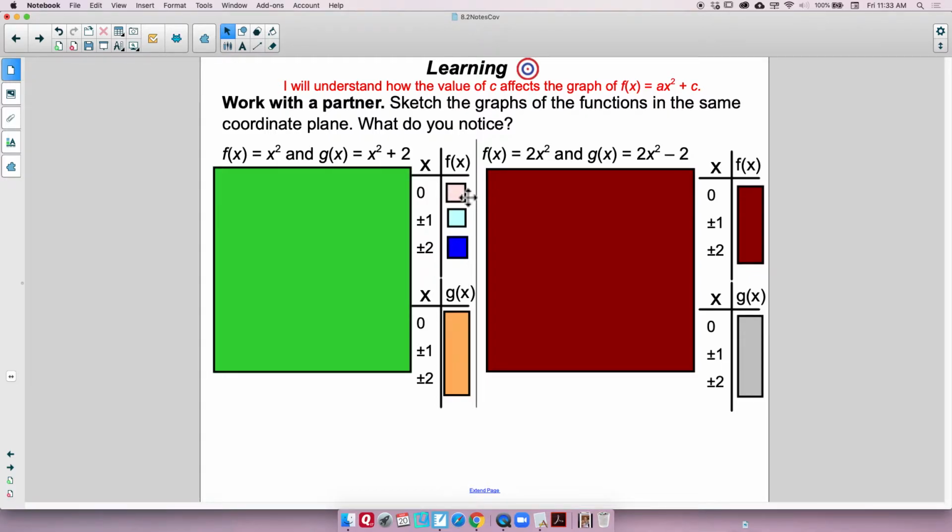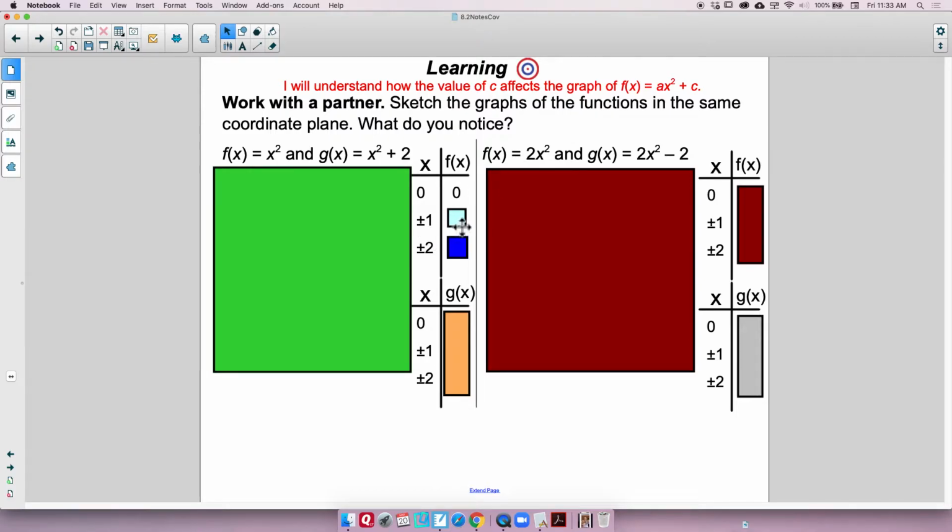So for f of x, I've given you the numbers that we're going to plug in for x. So go ahead and do each of these. I would use maybe a different color for the g of x one than the f of x when you graph, just to make it easier for you to see. Okay, go ahead and try it and then come back.